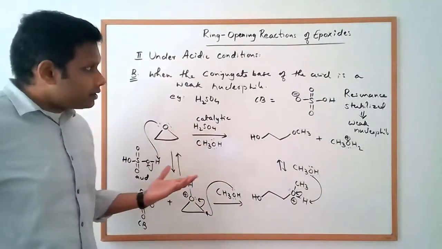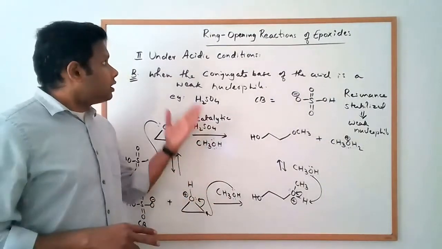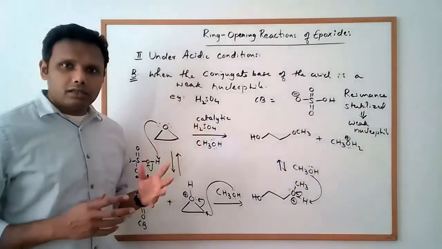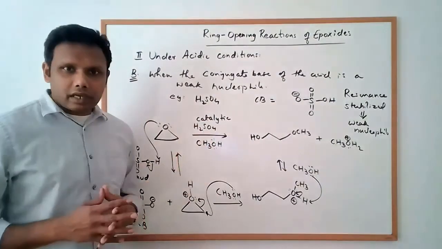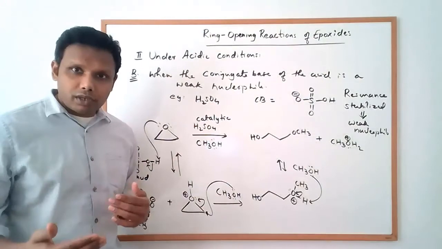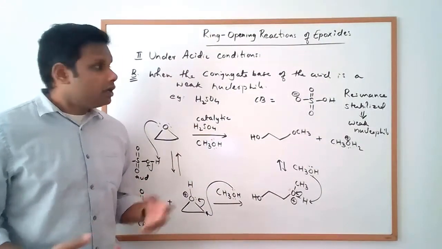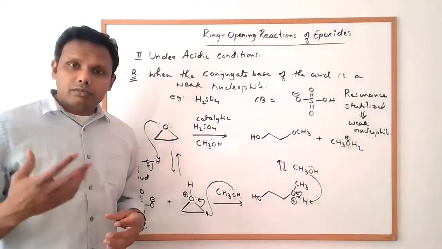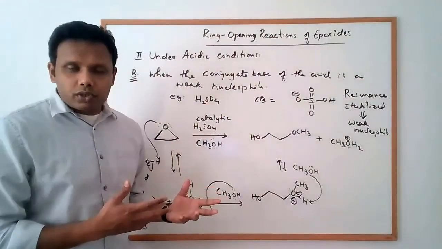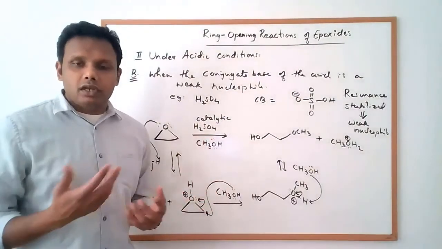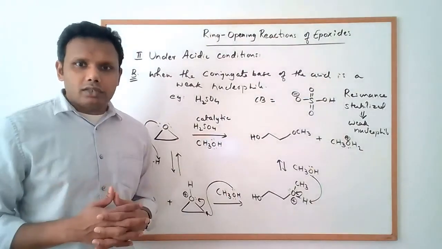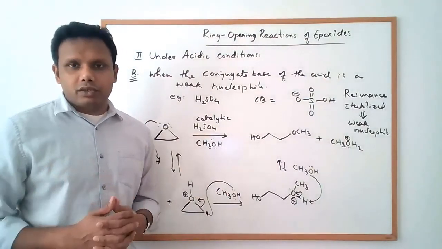So that is an introduction to the ring opening reactions of epoxides under acidic conditions. We've looked at examples where we have hydrogen halide acids, where the conjugate base of the acid is a good nucleophile, and examples where the conjugate base of the acid is a poor nucleophile, and how the reaction proceeds under these conditions. We'll look at other aspects of regiochemistry and stereochemistry in a subsequent video.